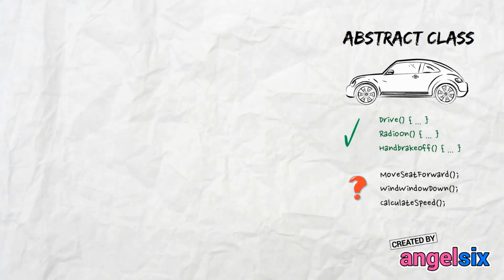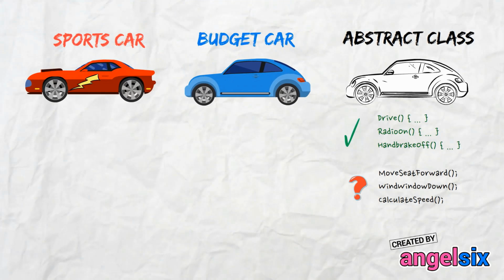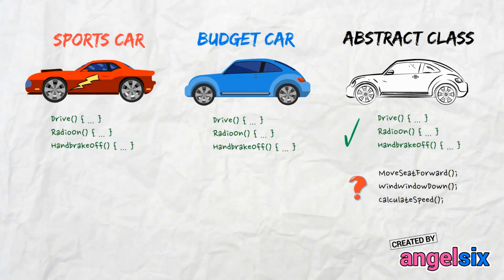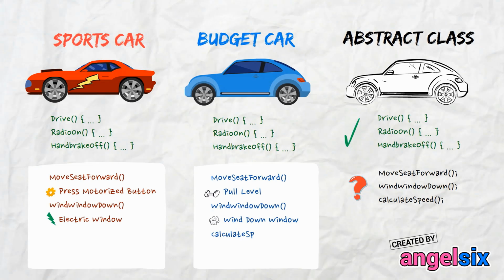Next, we'll need to implement two versions of the abstract class. So we're going to take a budget car and a sports car. They'll both automatically inherit the implemented methods of the abstract class, so they don't need to be redone. Next, they'll each implement their own version of the abstract methods to move their seats and windows and calculate their speed. The sports car will have electric seats and windows, and the budget car will have manual adjustment. The sports car has bigger wheels and a larger engine, so it travels faster.